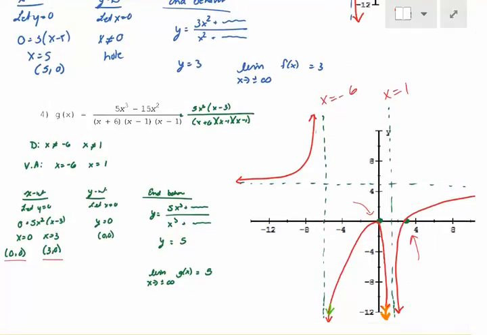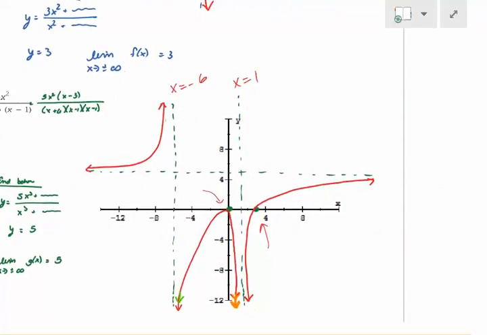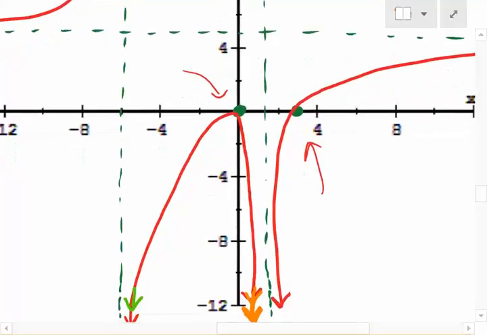What's the degree of the top? 3. What's the degree of the bottom? So the only thing that's going to matter are the leading coefficients. And what's the leading coefficient up here? And what is it on the bottom? So therefore the horizontal asymptote is going to be y equals 5. Yes, exactly. So because of the intercepts, you know that this thing hits right here at (0, 0).